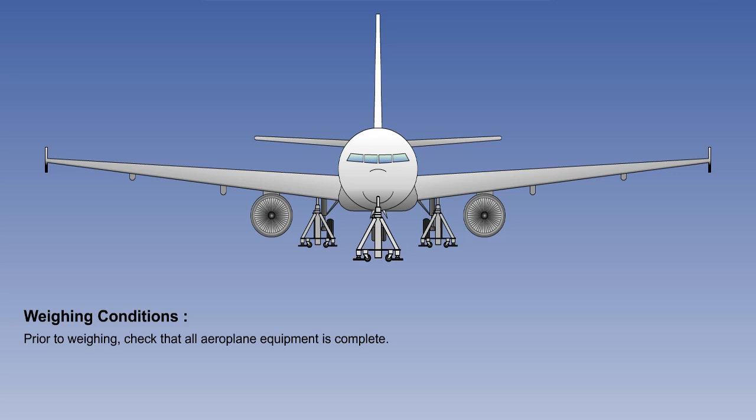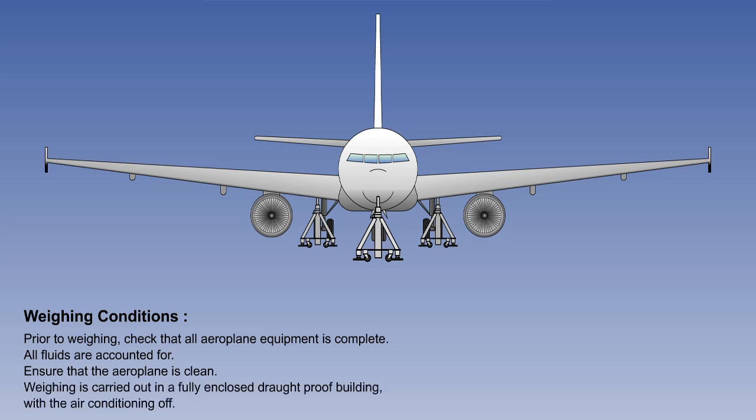Prior to weighing, a check is carried out to establish that all the aeroplane equipment is complete and all fluids are accounted for. Prior to weighing, the aeroplane must be clean, and it is very important that the weighing is carried out in a fully enclosed, draft-proof building with the air conditioning off.